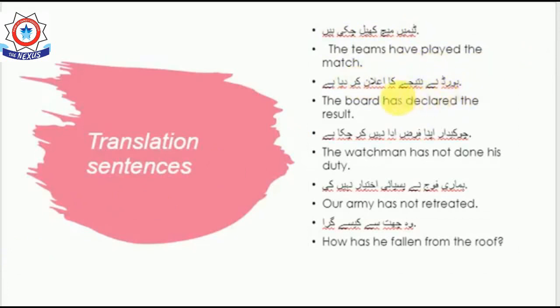The board has declared the result. The watchman has not done his duty. Our army has not retreated. How has he fallen from the roof?